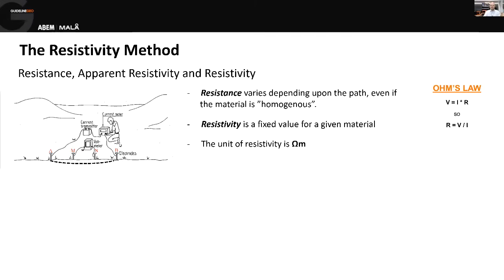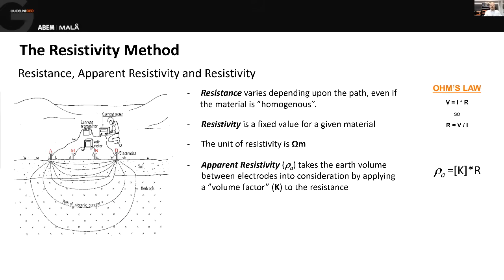Doesn't matter how much of the material we're measuring, the resistivity is the same, but the resistance could change depending on where the electrodes are. So resistivity is not given in ohms like resistance, it's given in ohm meters, and that meter gives you an impression that actually this is dealing with more than just a single simple measurement. This is dealing with a volume.